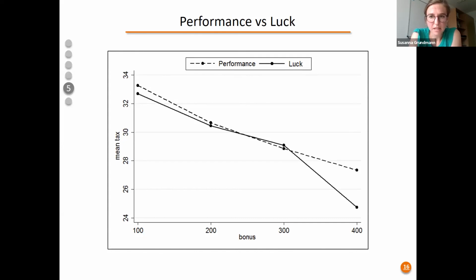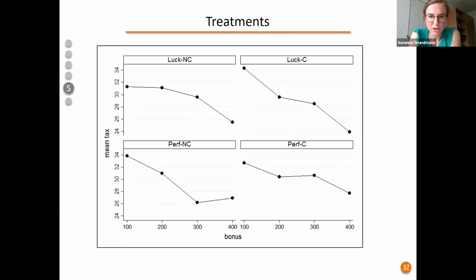So it appears the rich cheat more, never mind why they are rich and whether they are entitled to their higher income or not. And this also holds when looking at the graphs for each treatment separately. Here we can see that there is a negative relation between the mean reported tax rate and the bonus level in each treatment.